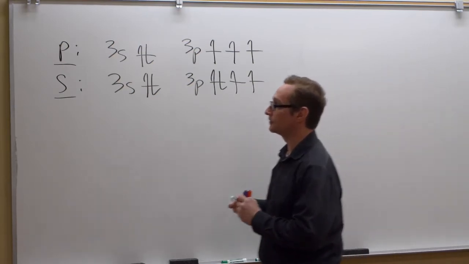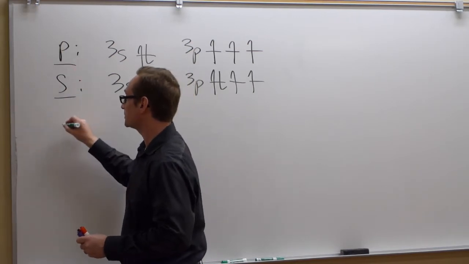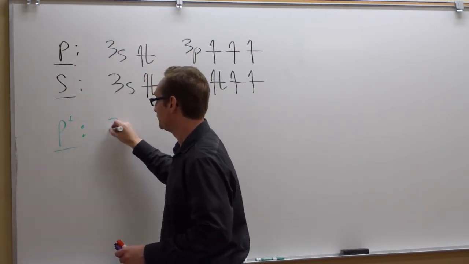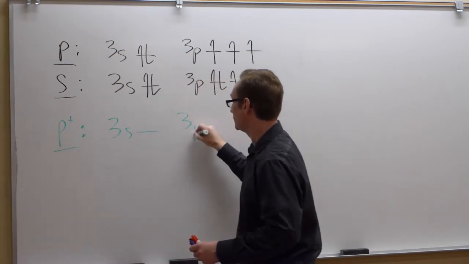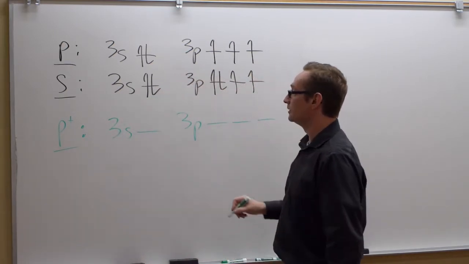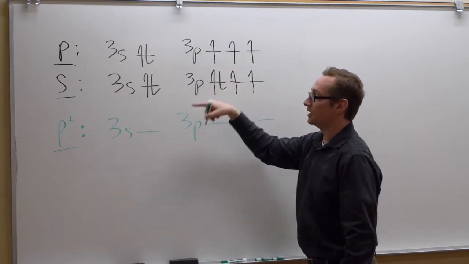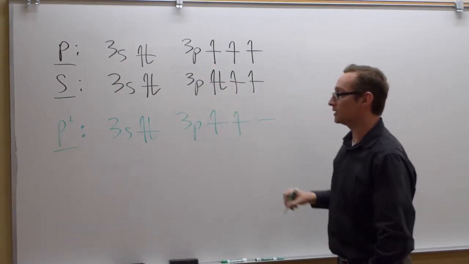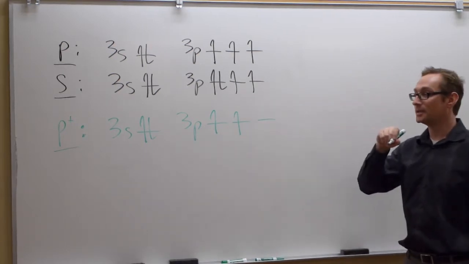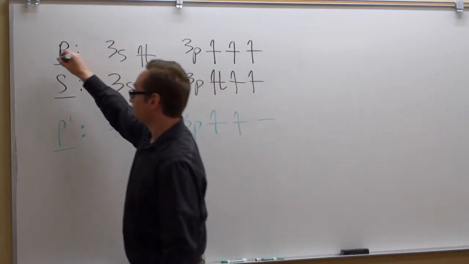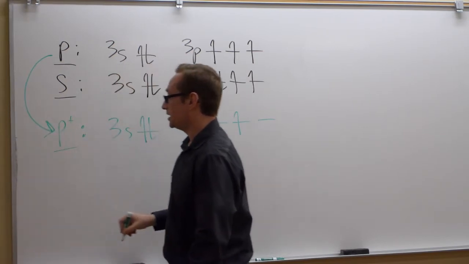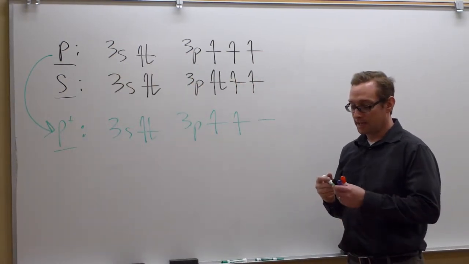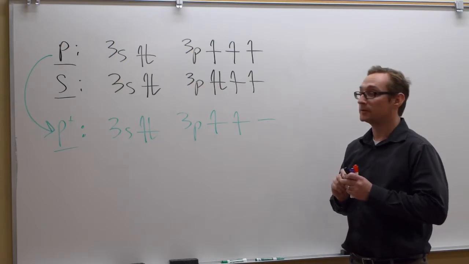Okay, what about going from phosphorus to phosphorus plus? So if you're going to P plus, you're taking off one of these 3p electrons. Okay, you're not disrupting that nice half-filled shell.